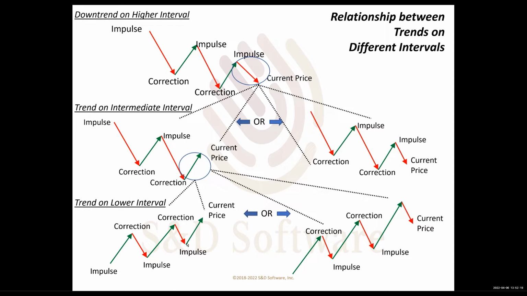And that means on the lower interval, we could be in an impulse move upwards, or we could be in a corrective move. But in this case, the trend on the lower interval is opposite to the trend we see on the higher intervals. So let's see what this looks like on a chart.